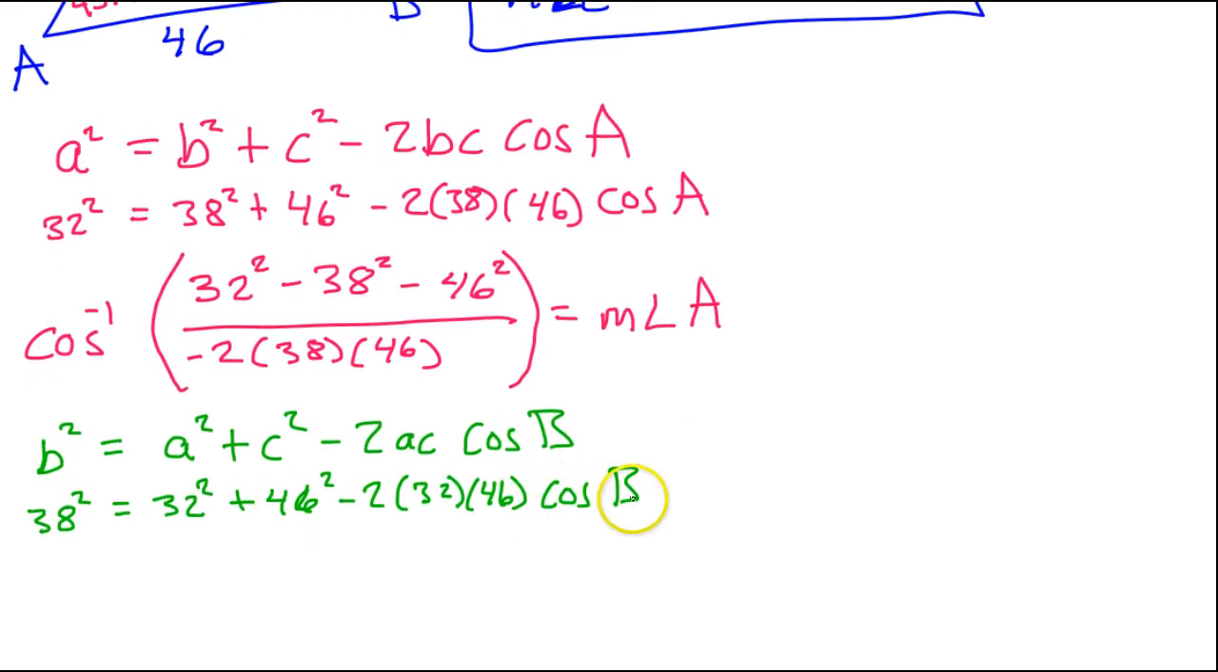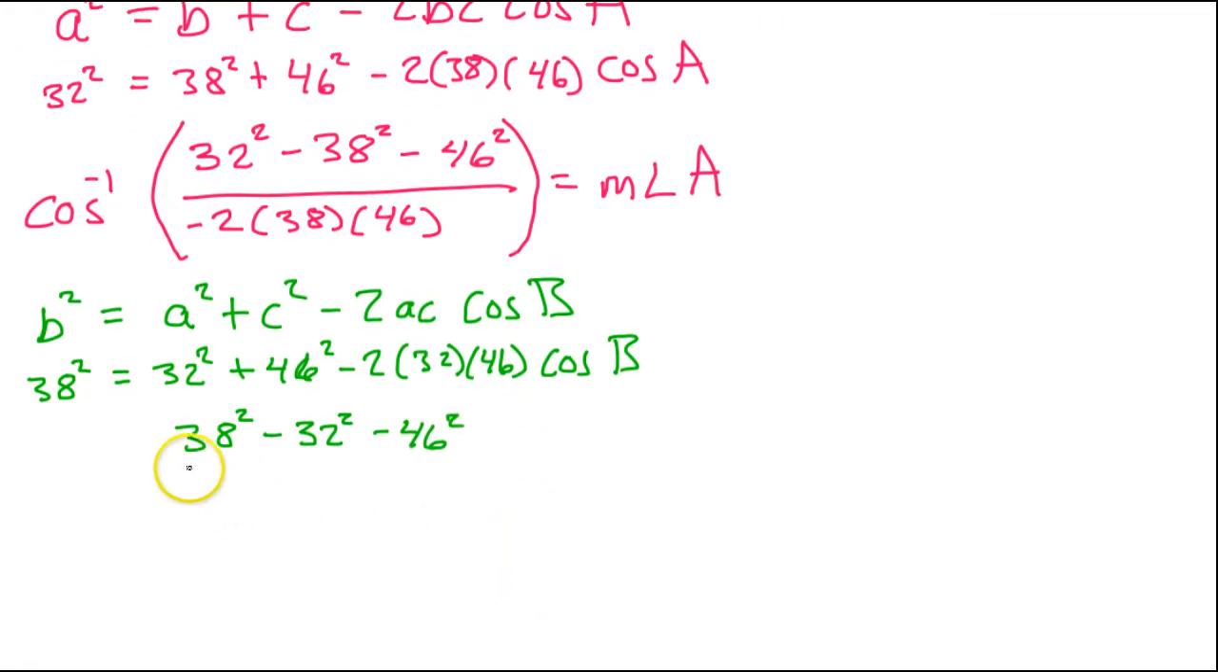So to get cosine B by itself, I need to subtract these two terms and then divide by everything else in front of cosine B. So if I subtract, I'm going to have 38 squared minus 32 squared minus 46 squared. So there I've subtracted these two terms. And now I'm going to divide by everything in front of cosine B. So that's going to be all over negative 2 times 32 times 46. And that should equal cosine of B.